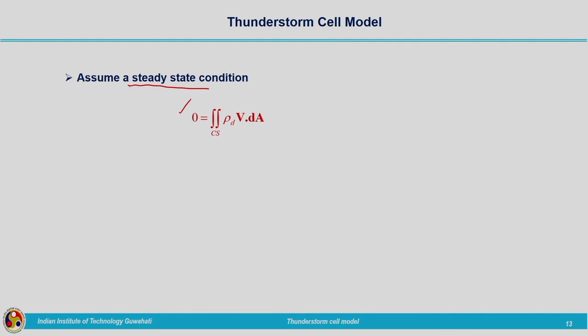So, rho d v dot dA, where rho d is the density of dry air, and now we need to get a relationship between the dry air density and the moist air density. We know rho d, the density of dry air, is the density of moist air minus the density of water vapor, that is rho a minus rho v. Rho d is equal to rho a minus rho v. This expression we have already seen, so we are just making use of that.